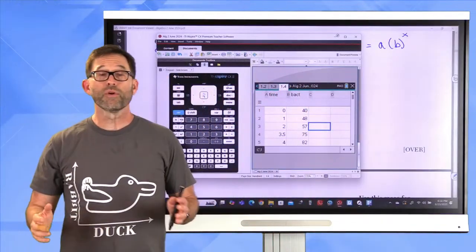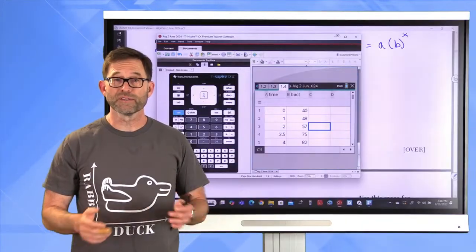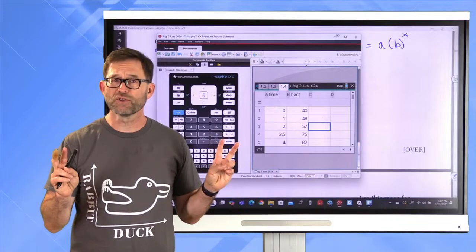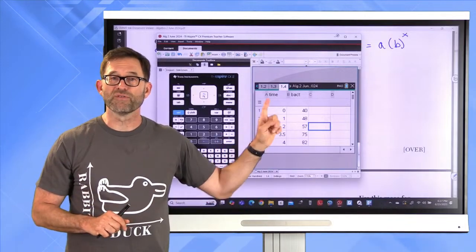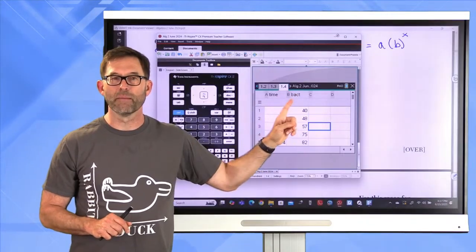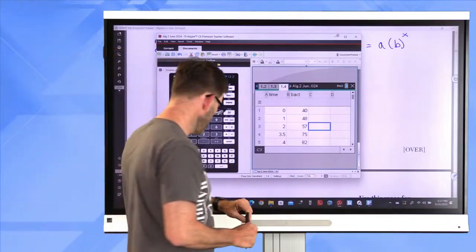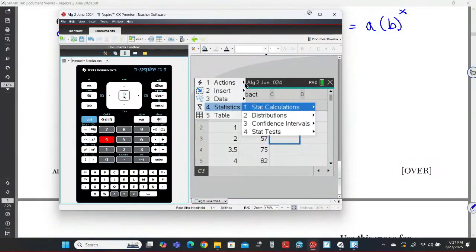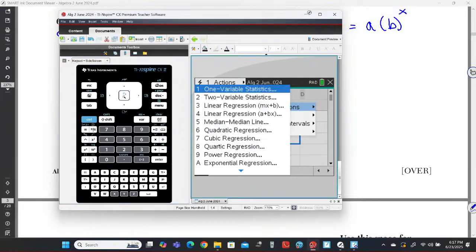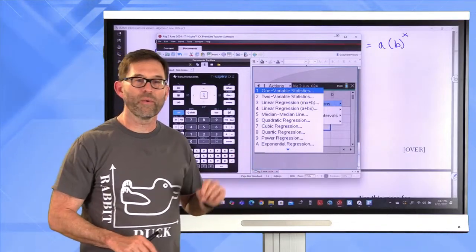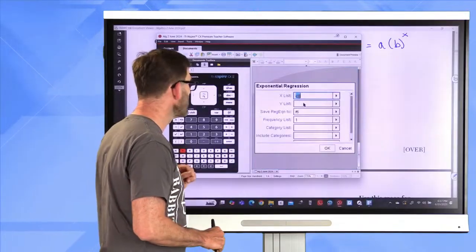In order to do this on the TI Inspire, and this will be different depending on what graphing calculator you have, we open up a spreadsheet looking thing. I like to put time in as x and bacteria in as y. I like to actually just label those. Now I'm going to hit menu, go to choice 4 for statistics, then statistical calculations, and this is where I get everything. I see exponential regression all the way down here as letter A, so I'm just going to hit letter A.